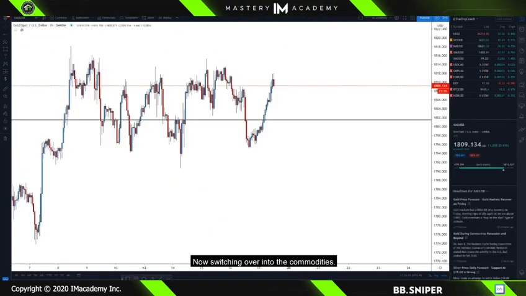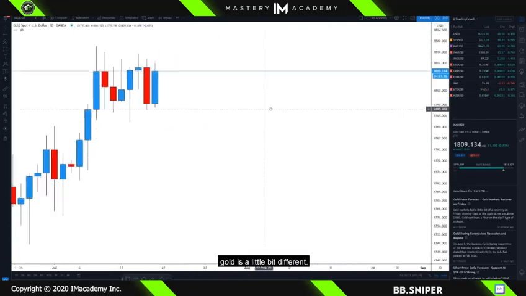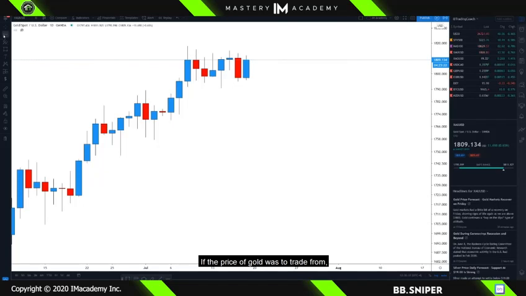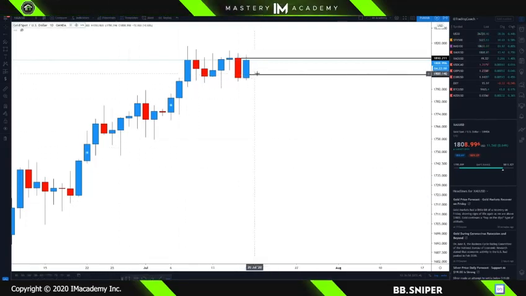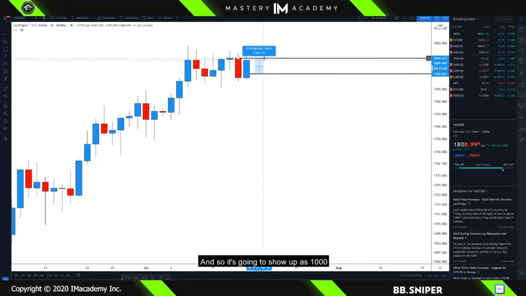Now switching over into the commodities. If we take a look at something like gold, gold is a little bit different. If the price of gold was to trade from, let's just use the current price, from 1810, so it's roughly around the high of the day, down to 1800, so right there, this movement would be the equivalent of 100 pips. And so it's going to show up as 1000 if we're using the measurement tool. And so that's why I say it's a little bit different.